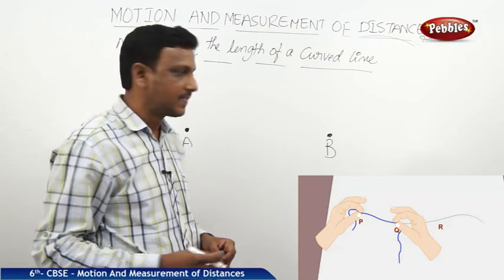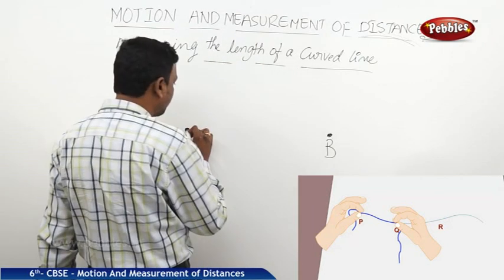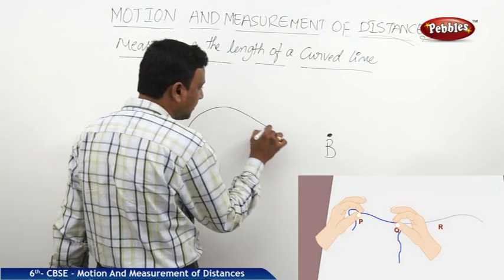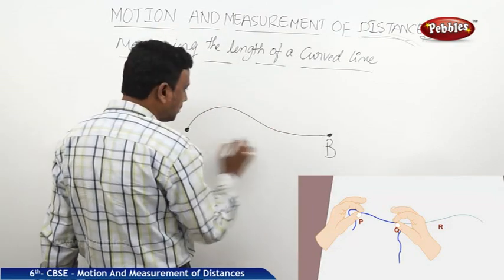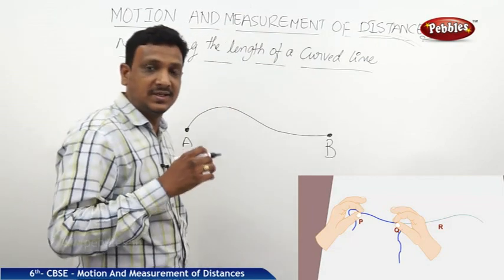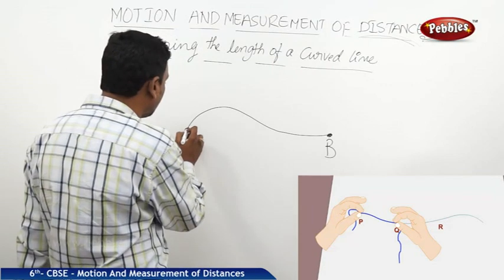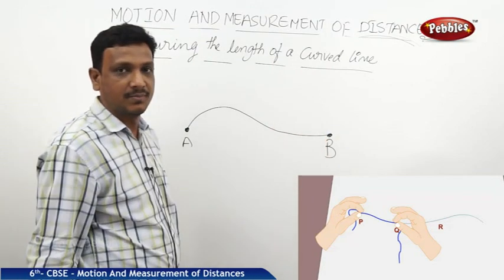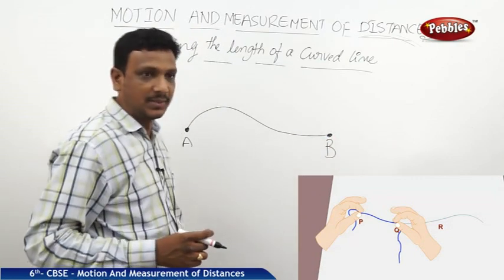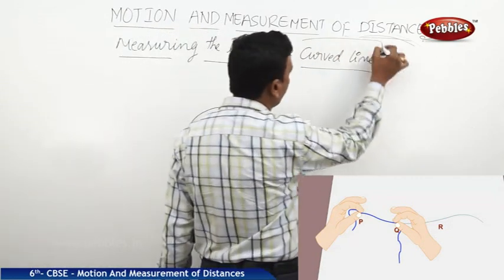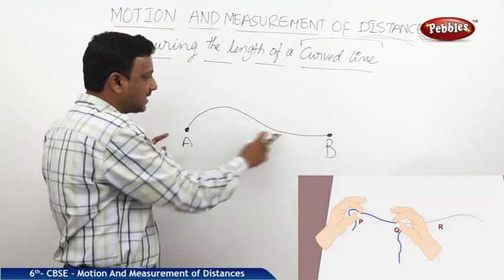But here the thing is, from point A to B, there is a path. This is a park. This is a path, a walking area by which we can reach A to B. So the distance we have to measure is the path of this particular point A to B. But this path is not straight. It is a curved line or a curved path. How can I measure this now?